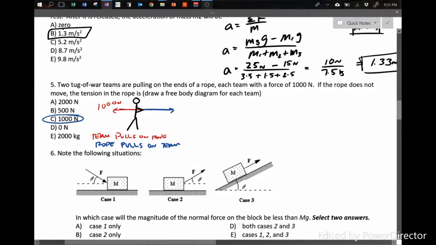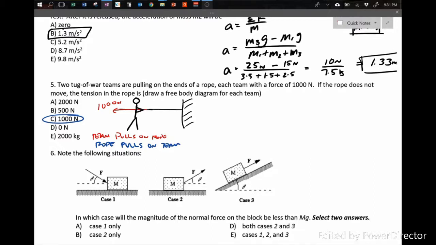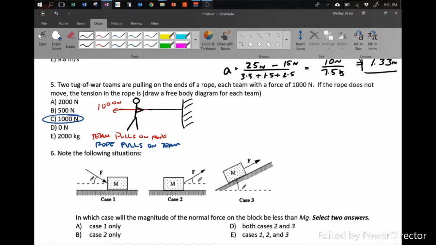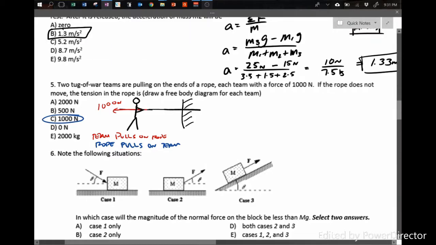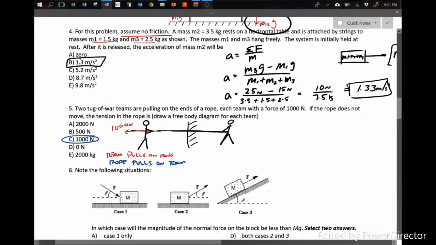Now, imagine it this way. That person were pulling on the rope and the rope were attached to a wall. It'd be really easy to see that the tension in that rope is 1,000 newtons. Well, for this person, there's no difference between being attached to a wall and being attached to an unmoving team pulling on that rope. It's going to be 1,000 newtons either way. We can erase this whole thing. Doesn't matter. 1,000 newtons in that rope. It doesn't matter that there are two people pulling on it.